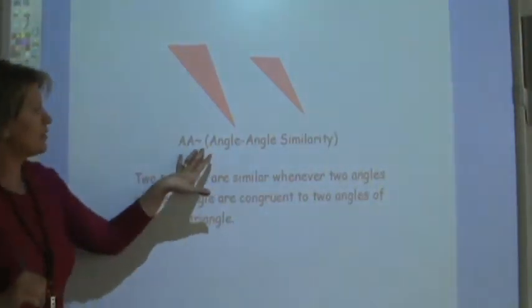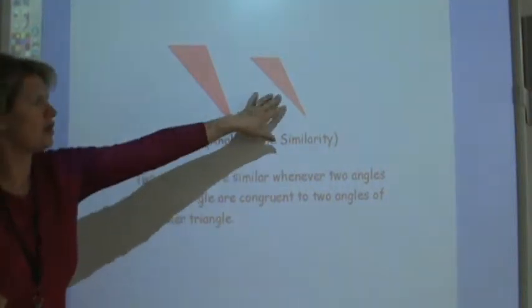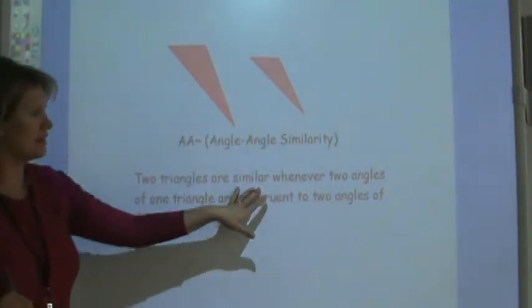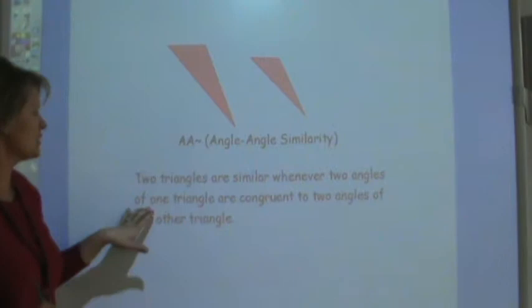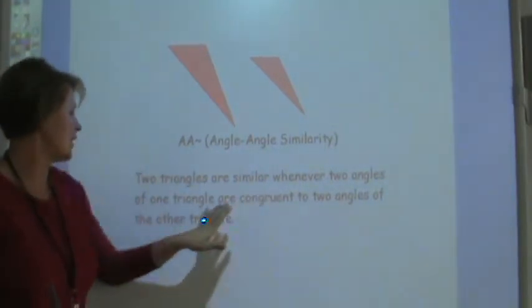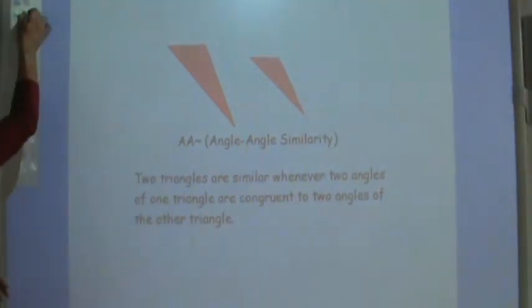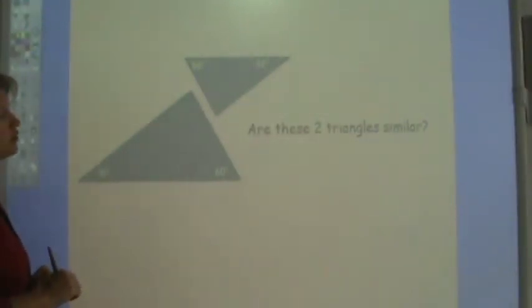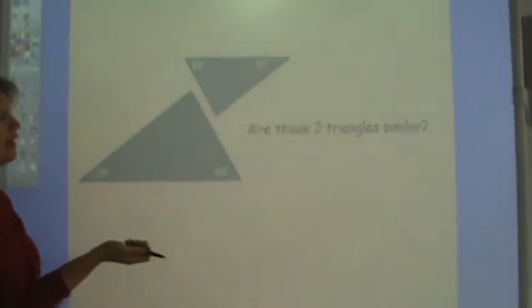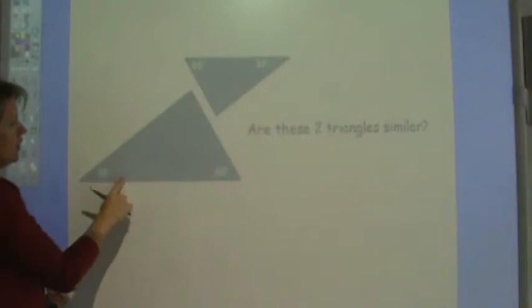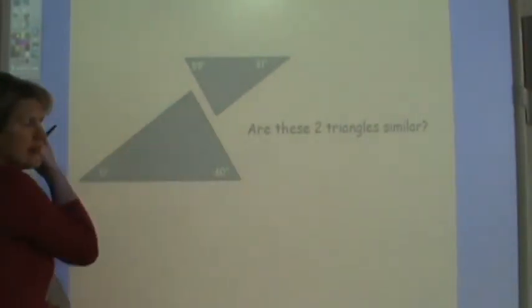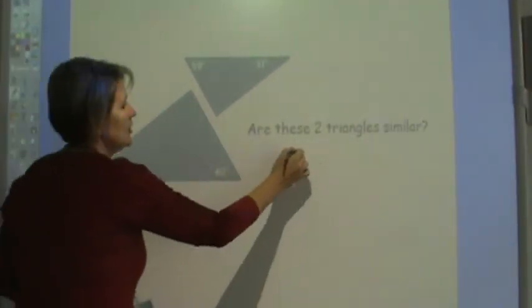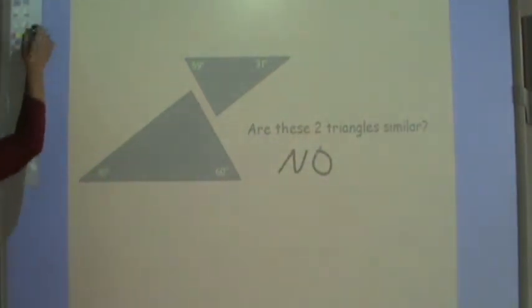We have what's called angle-angle similarity. This works for triangles. It says 2 triangles are similar whenever 2 angles of one triangle are congruent to 2 angles of the other triangle. So for example, are these 2 triangles similar? Well, no, they're not. They look pretty close, but if you look, this one's 30 and this one's 31. They're not exactly the same, so we would say no, they're not similar.